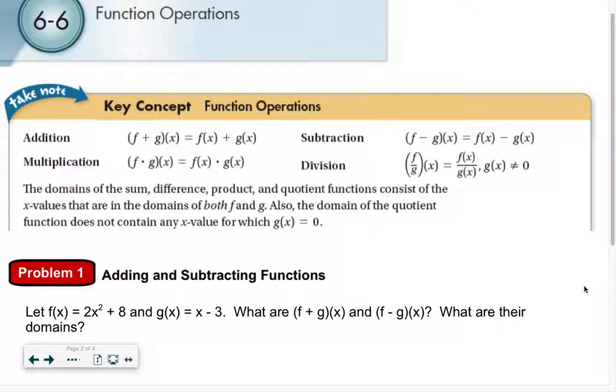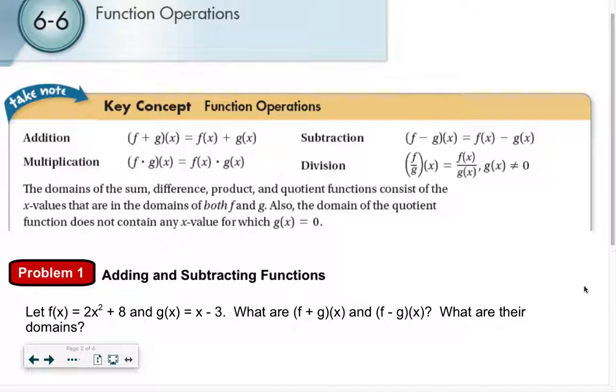Remind me what a function is. Call it like y equals something, like y equals x, y equals 2x squared. Okay. Functions are things that we can graph.